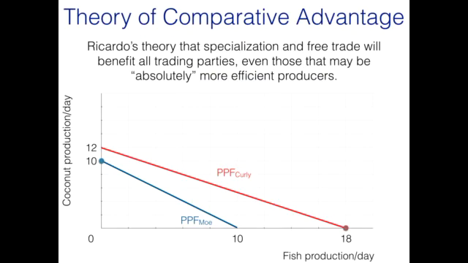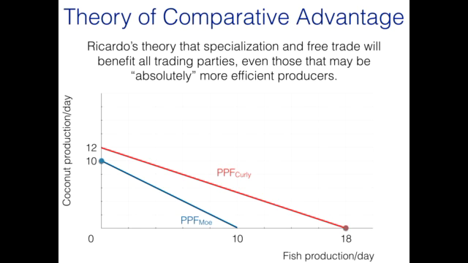So if you take a look here, we have what is referred to in your textbook as the theory of comparative advantage, and it states Ricardo's theory that specialization in free trade will benefit all parties, even those that may not be absolutely more efficient producers. So you might want to reference my other video that distinguishes between or compares absolute and comparative advantage if you haven't watched that already as a precursor to this particular video.